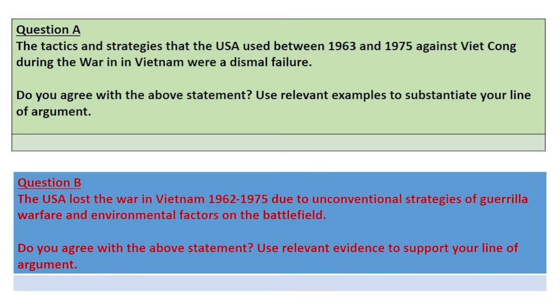Question B reads, the USA lost the war in Vietnam between 1962 and 1975 due to unconventional strategies of guerrilla warfare and environmental factors on the battlefield. Do you agree with the above statement? Use relevant evidence to support your line of argument. At first glance, these questions look almost identical. Same war, same period, same two sides. But they are asking completely different things.